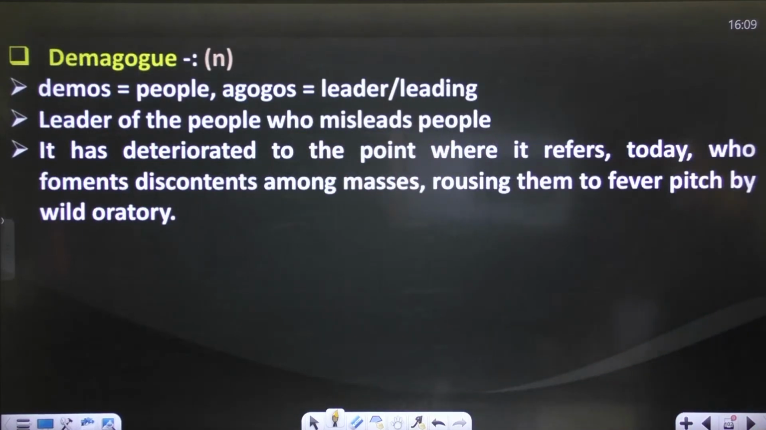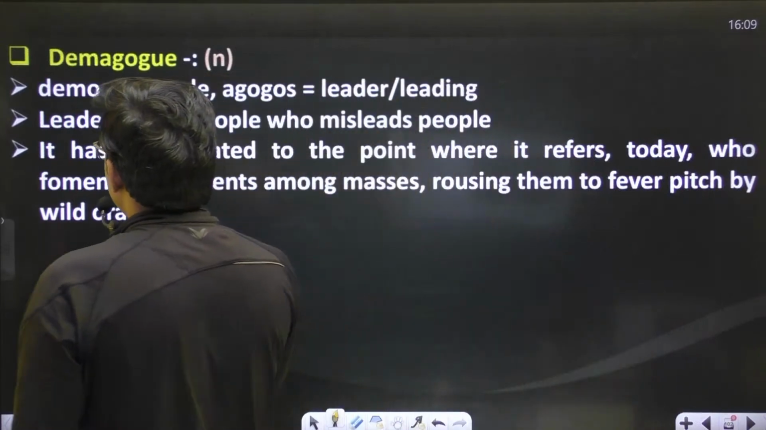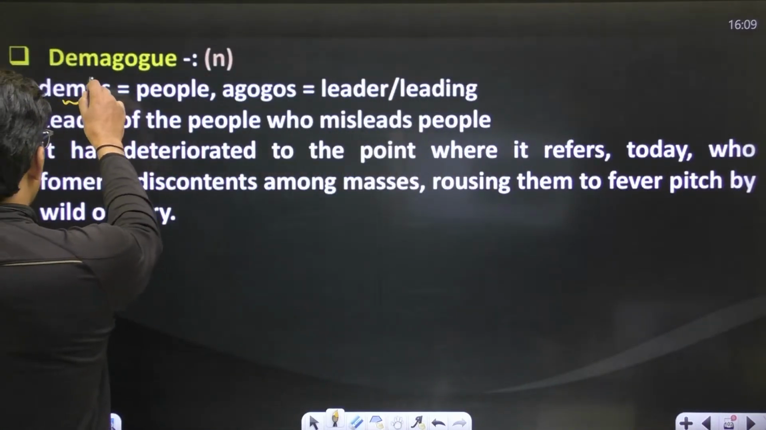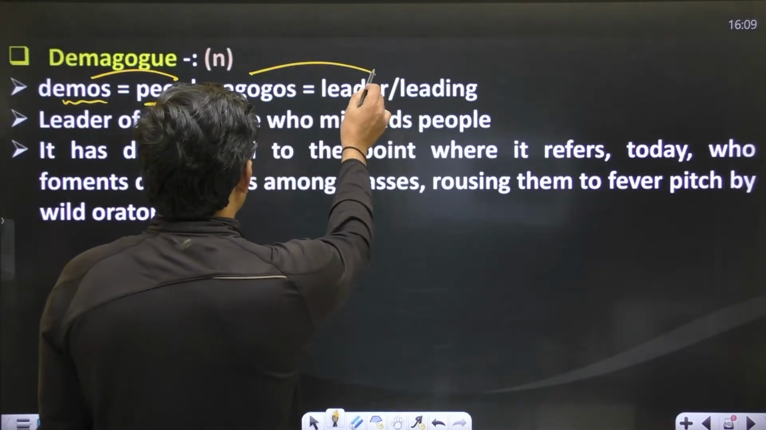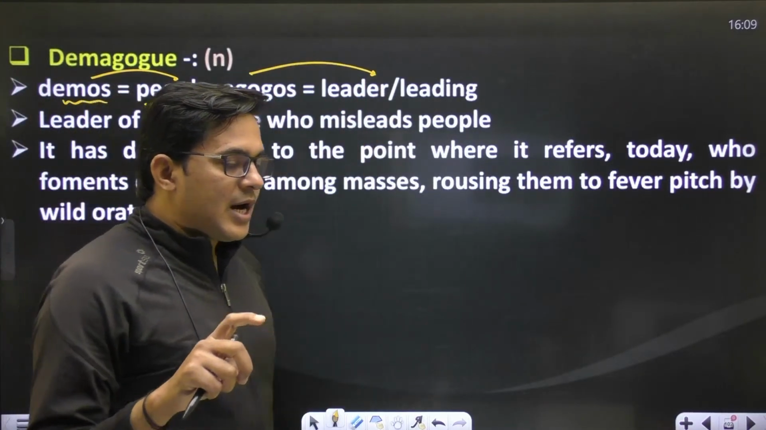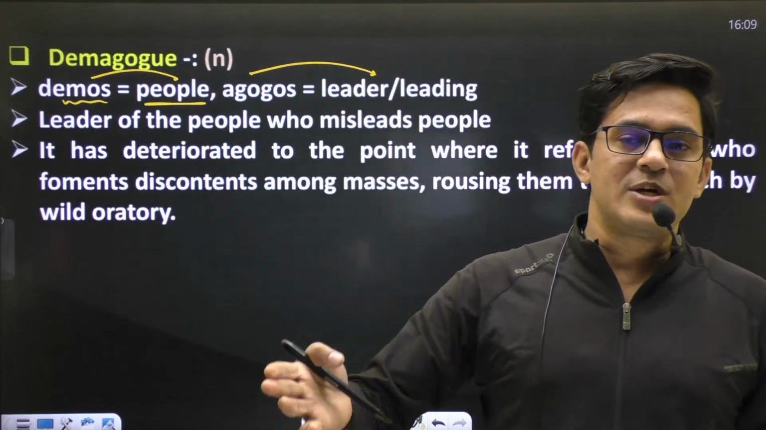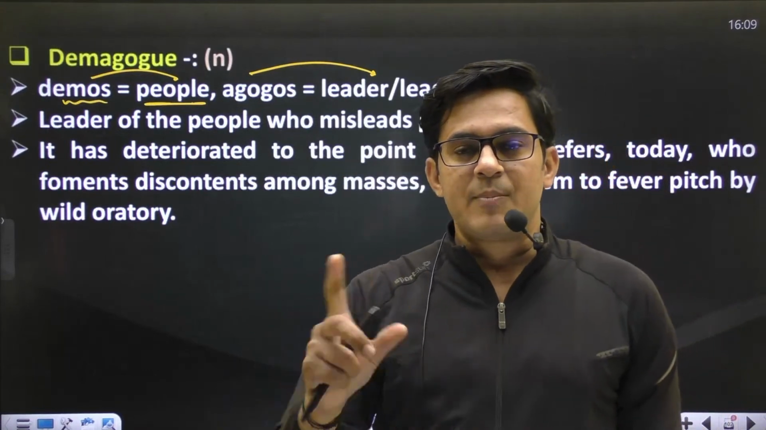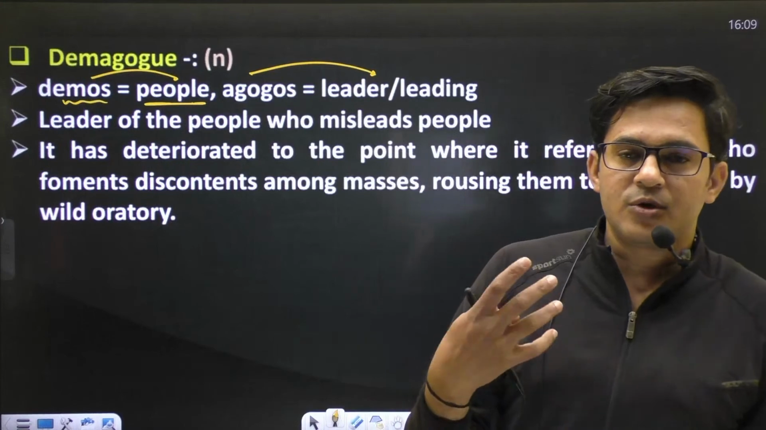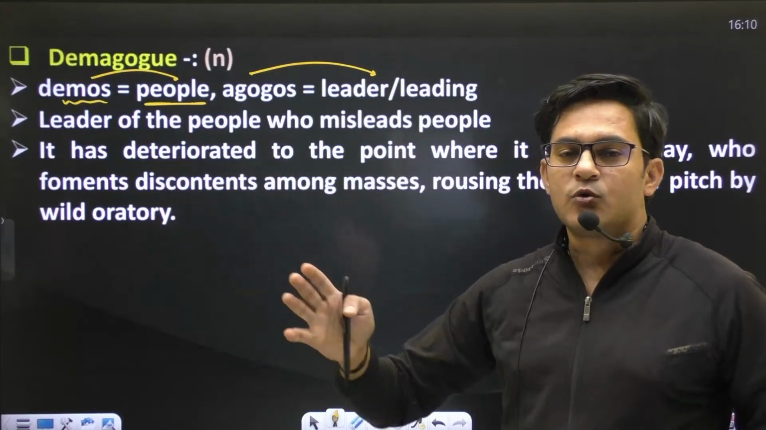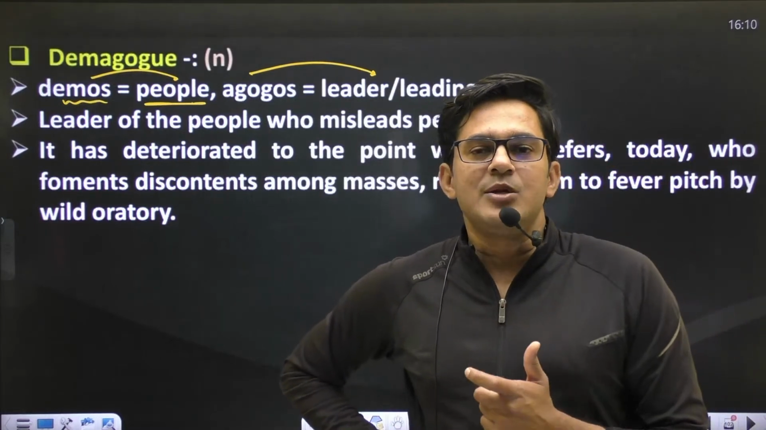Okay, next one is demagogue. This word has two different roots. One is demos, which denotes people, and agogos, one who is leader. So a person who misleads people is called a demagogue, right? Demos, demography, or demagogue, one who misleads people.